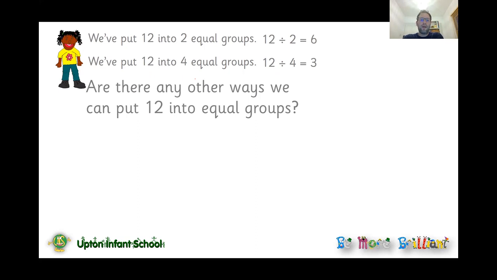I wonder, are there any other ways that we can put 12 into equal groups? Have a little think. Do you think you could do it? You could pause the video and have a little experiment if you want to.